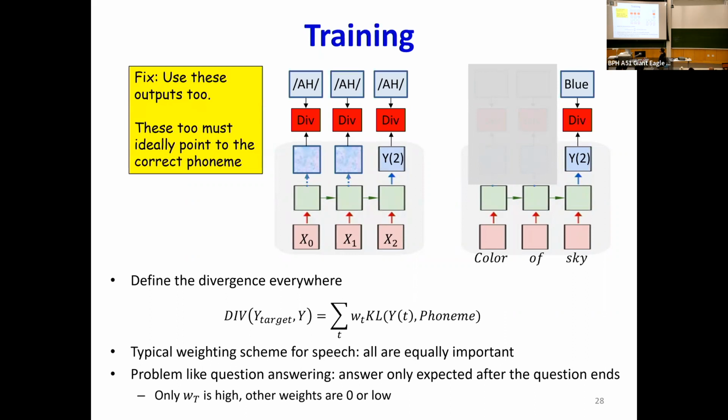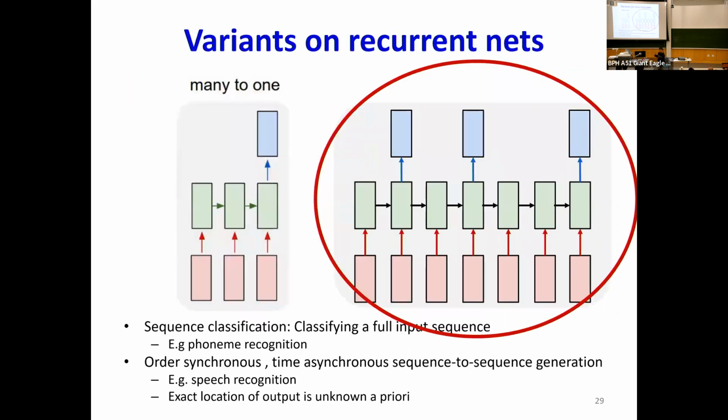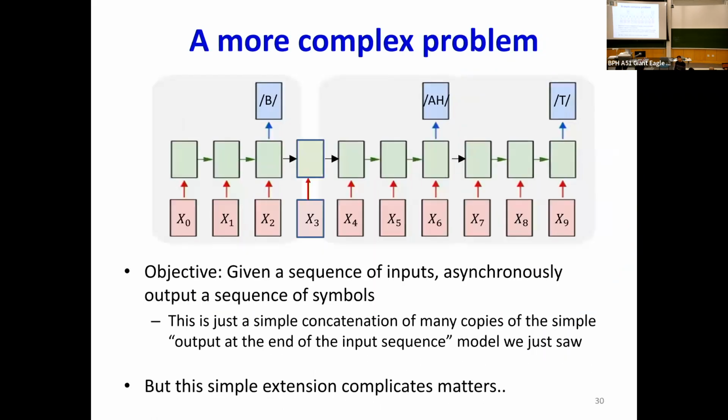So now, let's look at this problem. This was what I said was a speech recognition problem, right? Now, do you see a relationship between the figure to the right and the figure to the left? What is it? Blocks of many to one. Blocks of many to one, right? So in this problem, you're given a sequence of inputs, and you want to asynchronously generate a sequence of outputs. Now, this, as Denise just mentioned, is just a concatenation of several blocks of the many to one. But how does this complicate issues?